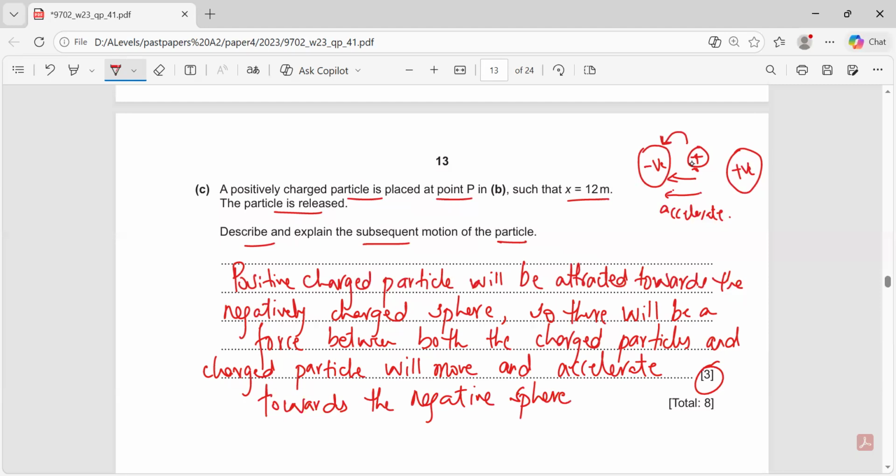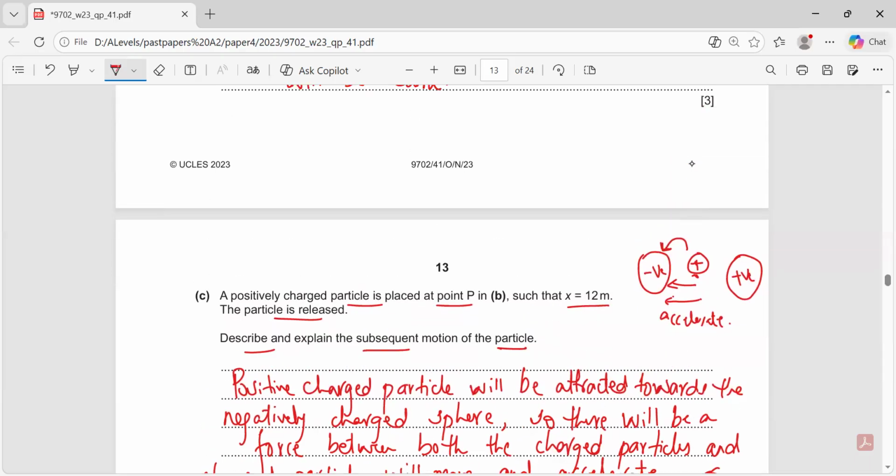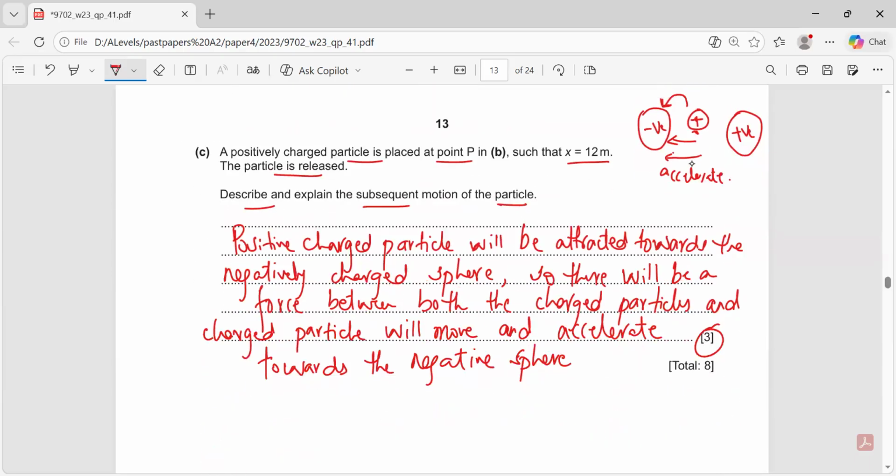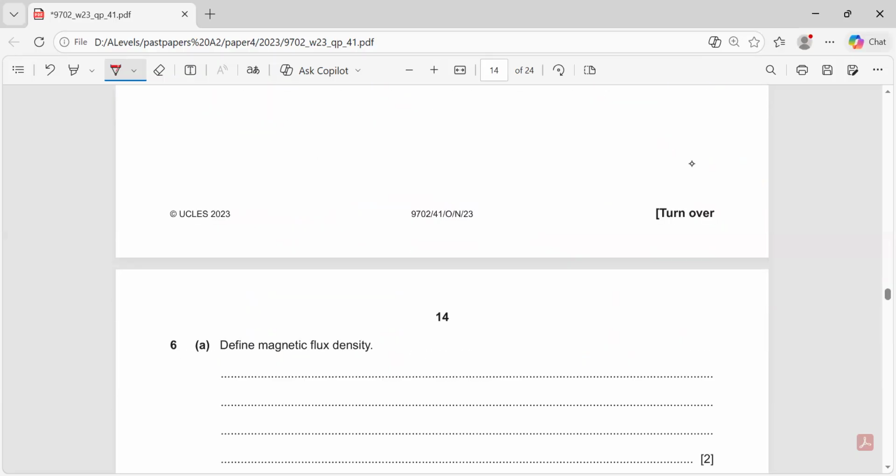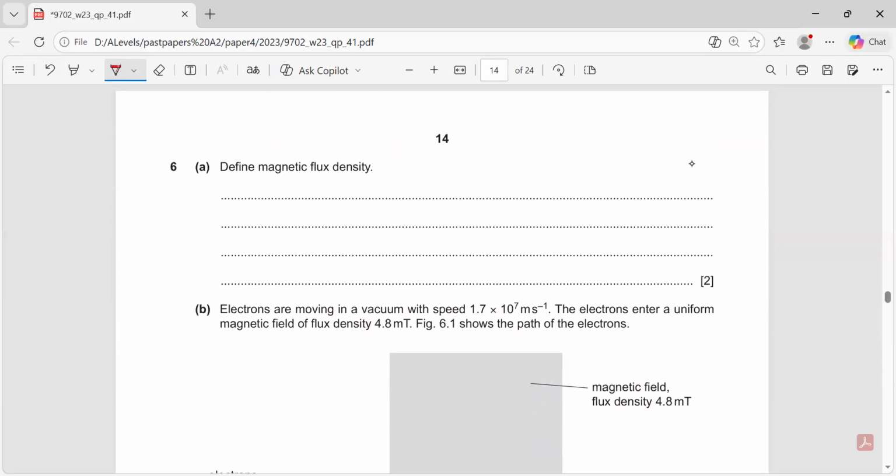So make sure you know and understand these concepts. They are generally asked in the papers. Okay, moving to the next question. Question number 6. Another important question, very important. The question says: define magnetic flux density. Is anyone present here who can tell me what the term magnetic flux density means?